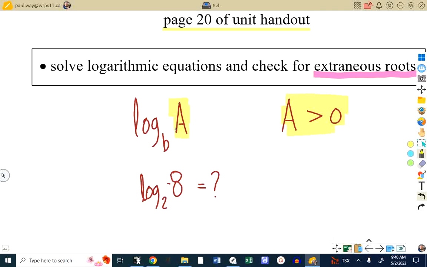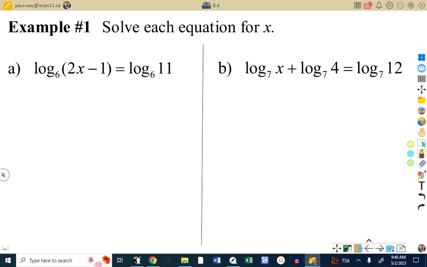All right, let's get started. You're going to discover there are a number of different types of equations that we're going to be solving, and this first one falls into a particular category, and so does the second one. Look at this very carefully. Log base 6 of 2x minus 1 equals log base 6 of 11. If that's true, what else must be true?